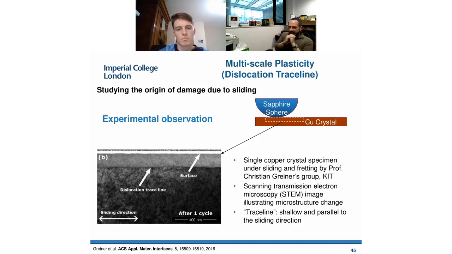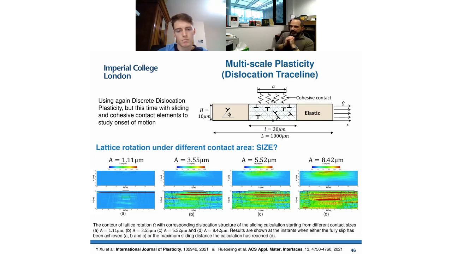And looking at this result, we thought, hold on a second, there must be something that happens in this system that must be coming from how the dislocations move and rearrange those boundaries. So what we did, we took the same type of simulation we did for the coatings, and we started studying contact between this sphere and this material. And again, we first looked at what the size effect is.